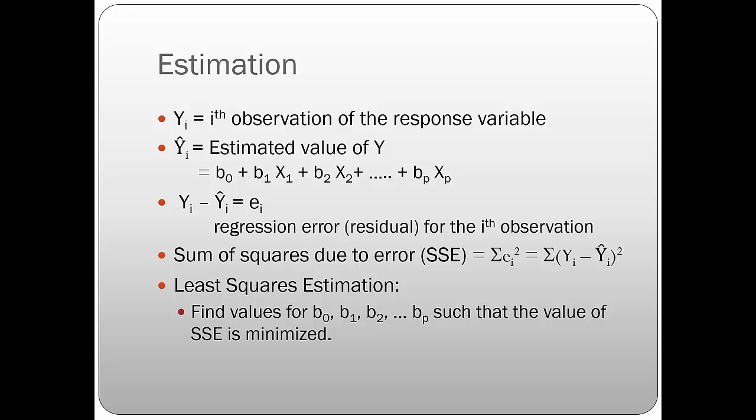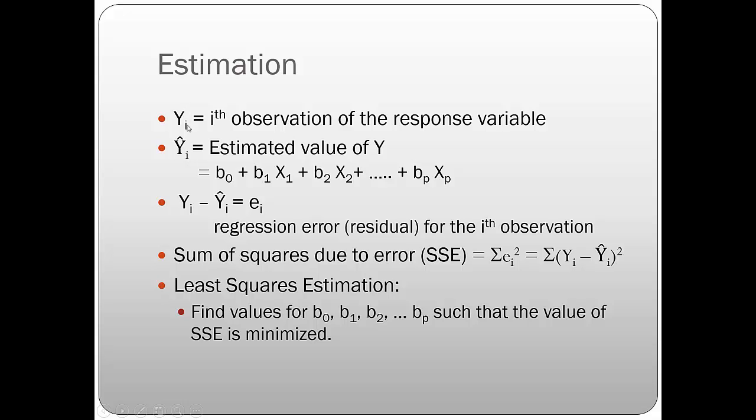Now let's look at the process of estimation. How do you come up with the best possible estimate for the slope coefficients? So we have the y values. Y sub i is the ith observation of the response variable or target variable. And then given a combination of x values, we come up with an estimate, y hat sub i.